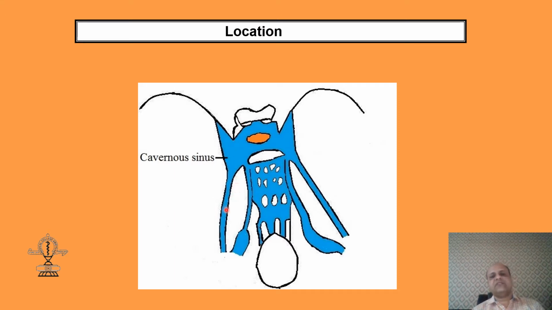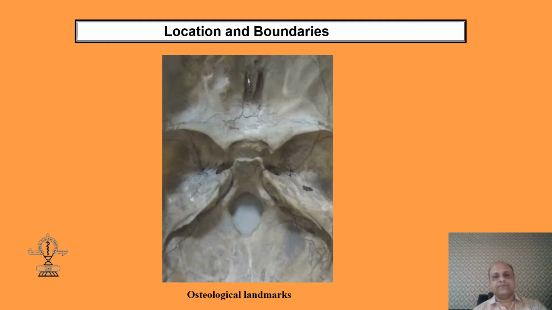Other structures which we see here are, this is superior petrosal sinus, this is inferior petrosal sinus. On the other side, this is superior petrosal sinus, while this is the inferior petrosal sinus. This is the basilar plexus of veins, and this is the foramen magnum. So I think now the location of the cavernous sinus is clear to you all. So it extends from the medial margin of superior orbital fissure to the apex of petrous part of temporal bone.